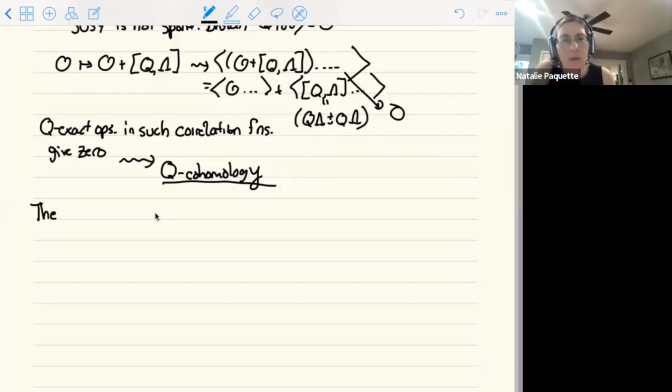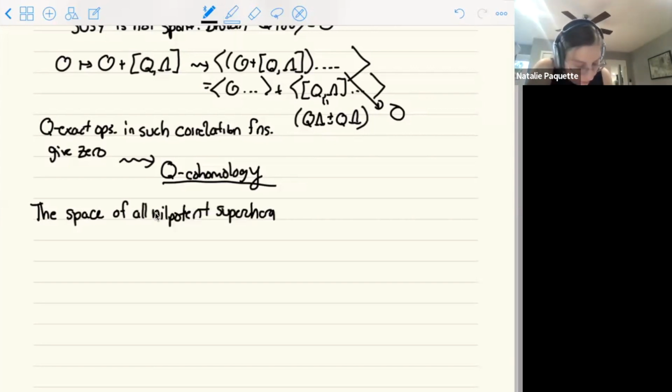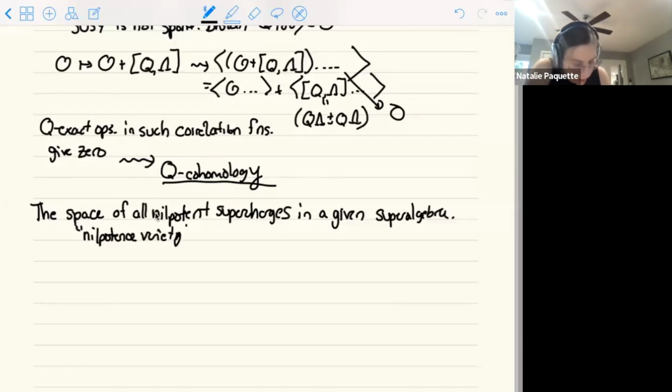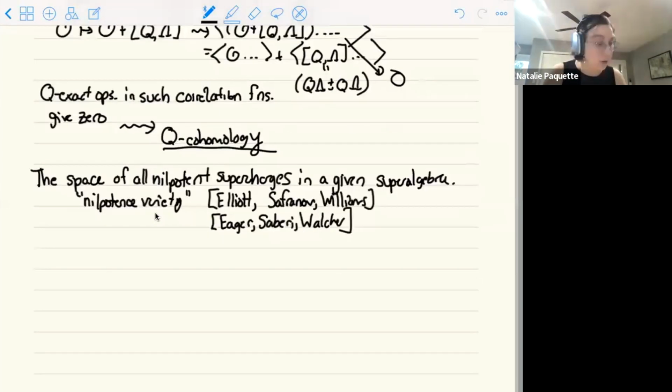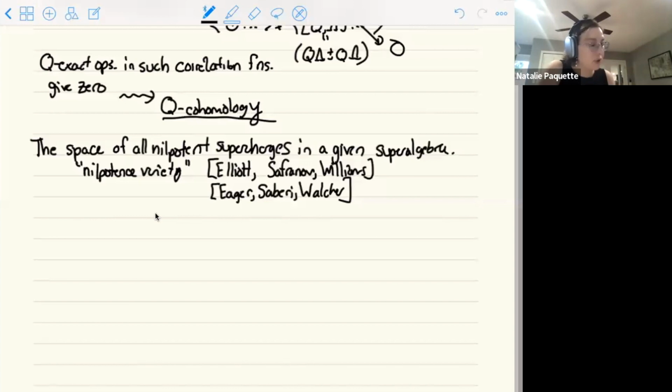As I said, twisting comes from taking the cohomology with respect to any choice of nilpotent supercharge that you have in your algebra. In general, there are many such choices, and they give interesting and different results. So one thing to say immediately is that you can study and classify the space of all nilpotent supercharges in a given superalgebra. That's called the nilpotence variety. Fancy name. That classification has been done, and you can read more about it in papers by Elliott, Safronov, and Williams. There's also a nice, more physics-oriented paper, while the first one is more mathy, by Eager, Saberi, and Volker. So you can look up all possible nilpotent supercharges for any supersymmetry algebra that you're interested in.